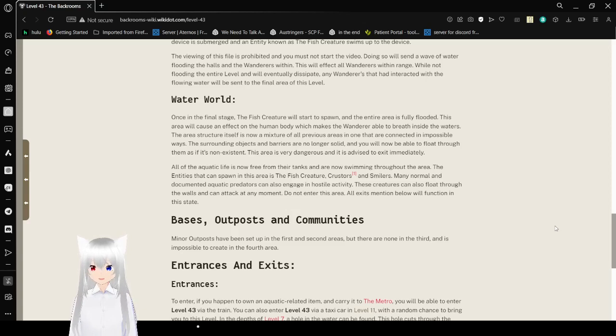The viewing of this file is prohibited, and you must not start the video. Doing so will send a wave of water flooding the halls and the wanderers within. This will affect all wanderers within range, while not flooding the entire level, and will eventually dissipate. Any wanderers that interact with the flowing water will be sent to the final area of this level.